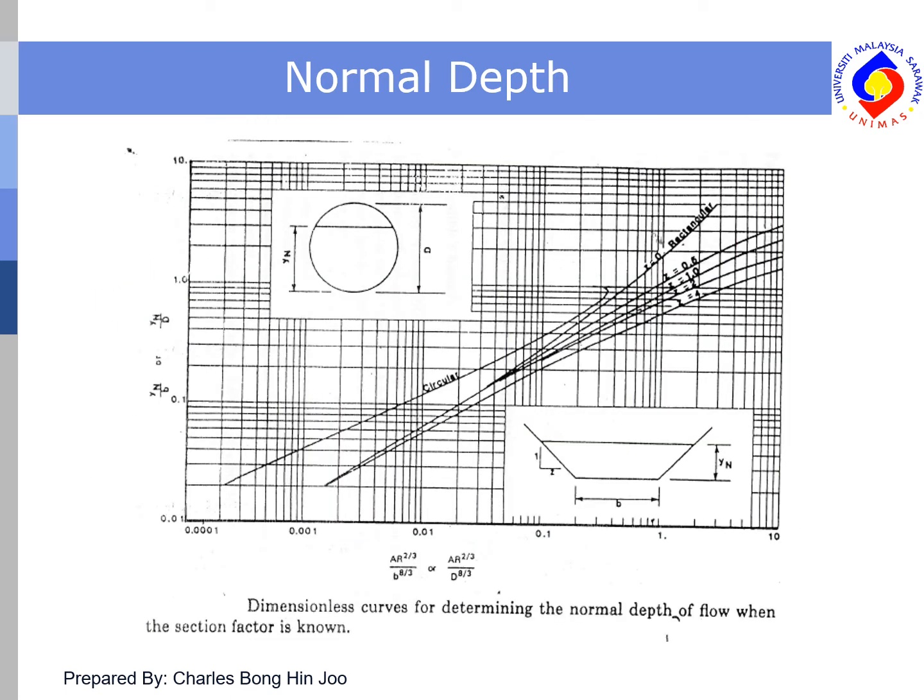This chart can be used to find the value of normal depth for various types of shapes such as rectangular, round, and trapezoidal shape with various side slope values. To use this chart, first we need to calculate the value of AR to the power of 2/3 divided by b to the power of 8 over 3. b here is the bottom width of the channel.